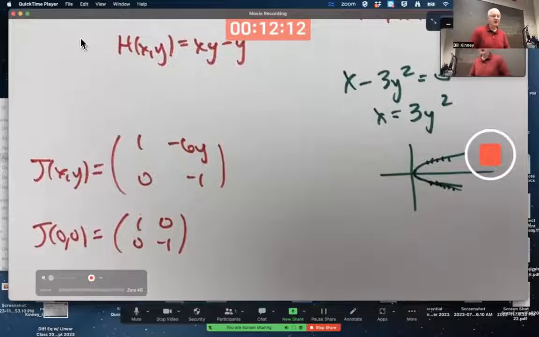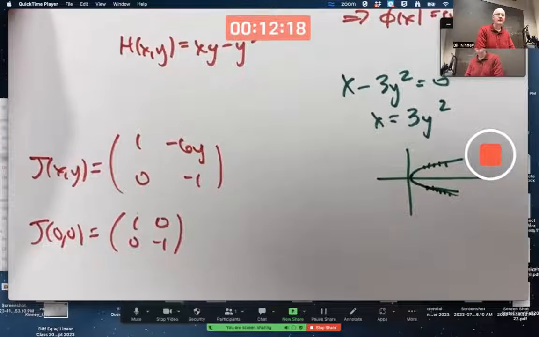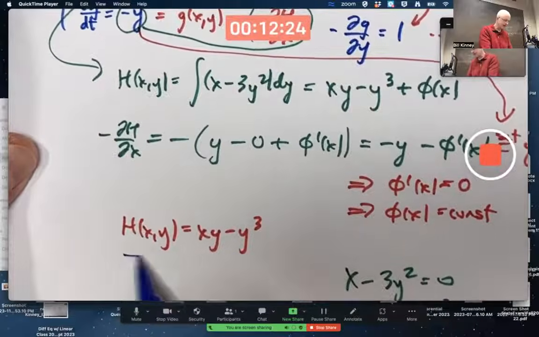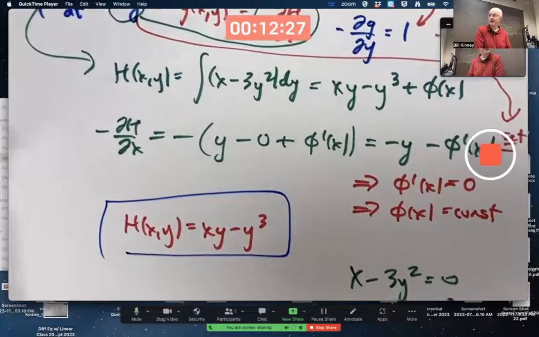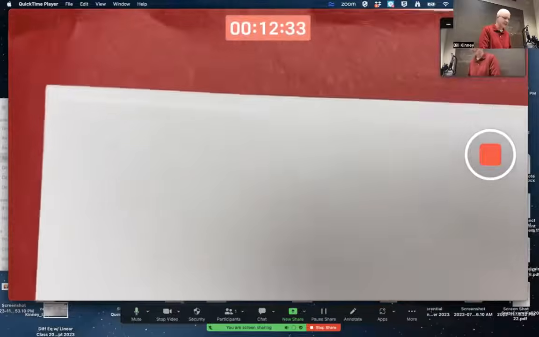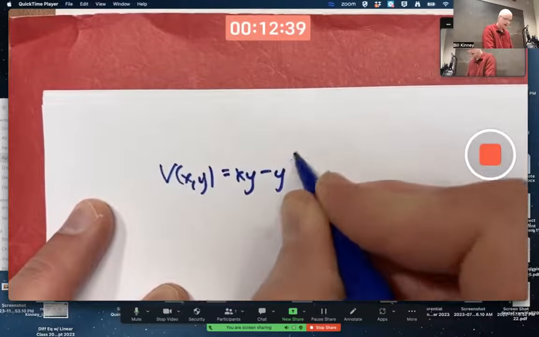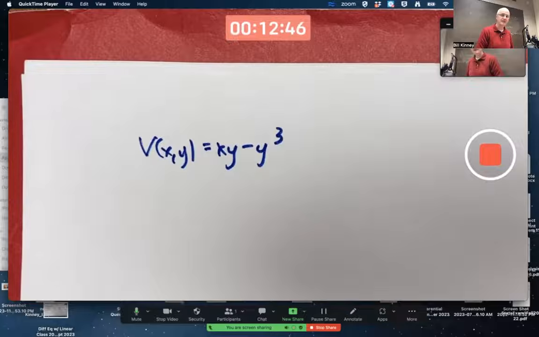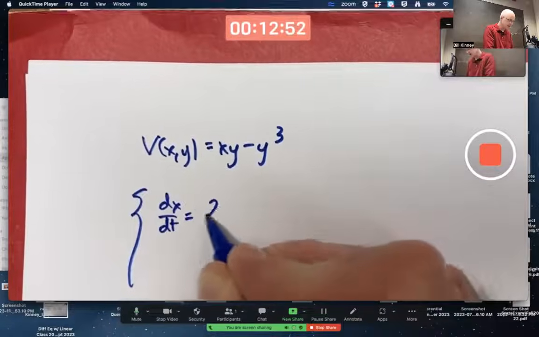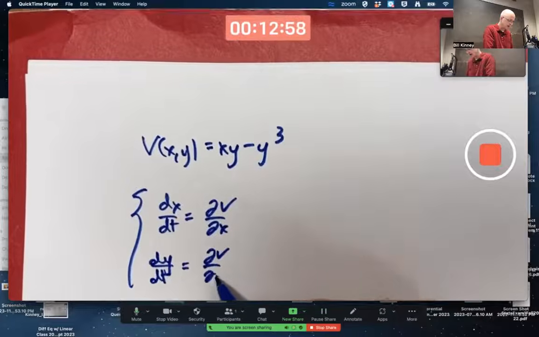Once again, it might be good to talk quickly about the corresponding gradient system and the Lyapunov function. We'll take the same function here, but now we'll think of it as a potential function instead of a Hamiltonian function. I'll give it a different name. I'll call it V. But it's the same function. What's the corresponding gradient system for this potential function? dx/dt would be the partial of V with respect to x, and dy/dt would be the partial of V with respect to y. No negative signs necessary.